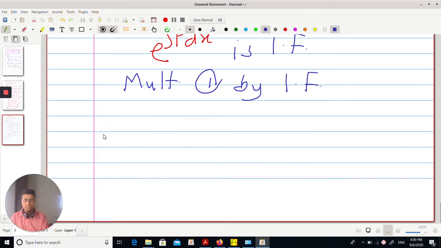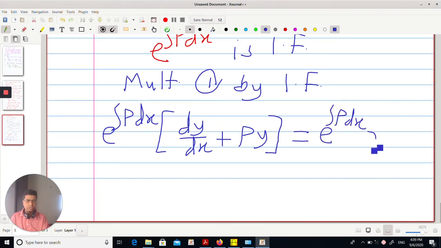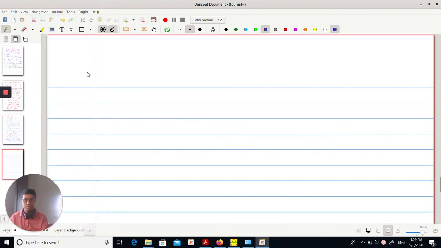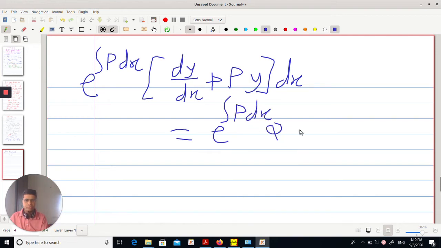So left hand side is e raised to integral p dx into dy by dx plus py, equal to e raised to integral p dx q. We can multiply this equation by dx also. Multiplying by dx also, left hand side is e raised to integral p dx into dy by dx plus py dx, equal to e raised to integral p dx q dx.